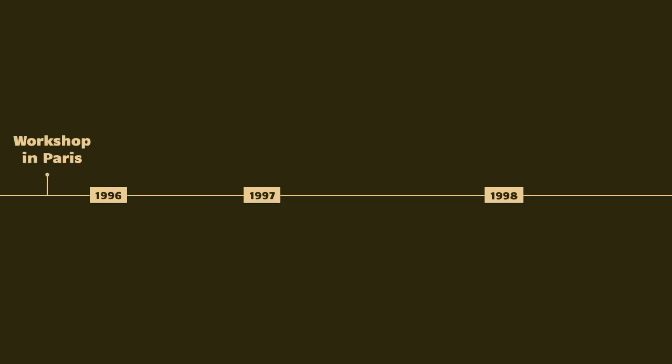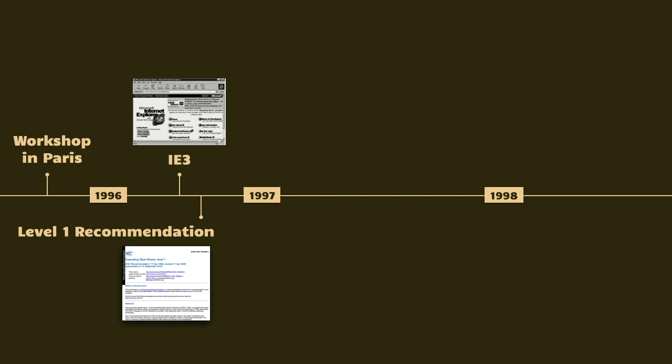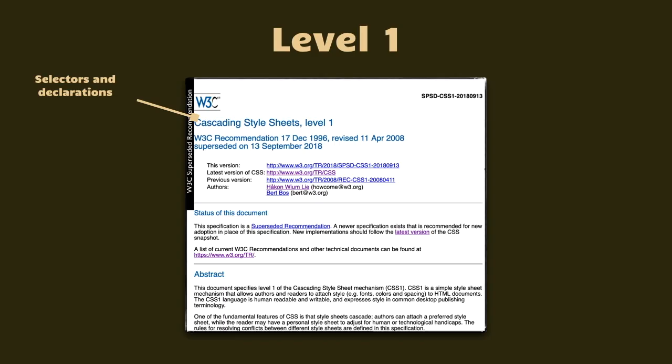So soon after this charter, a workshop was organized in Paris. There was some interest from browser developers, and Internet Explorer 3 was actually the first to implement some part of cascading style sheets, just before it got standardized in a level 1 recommendation at the W3C. This level 1 contained things like selectors and declarations. It included ways to relate styles to HTML, like the link tag, like inline styles, all these sorts of things. It allowed you to group selectors with a comma so that you could apply the same styles to multiple things.